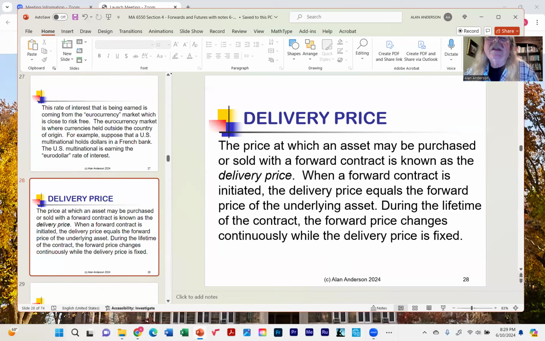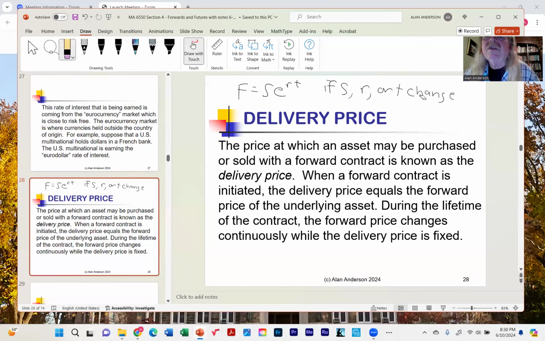Okay, in other words, if S changes, R changes, or T changes, well, T, of course, changes a little bit every day. We probably shouldn't think about T so much. It's really the other two that can fluctuate. We know that time passes. That's the only way that that can change. But if S or R changes, well, then F changes too.